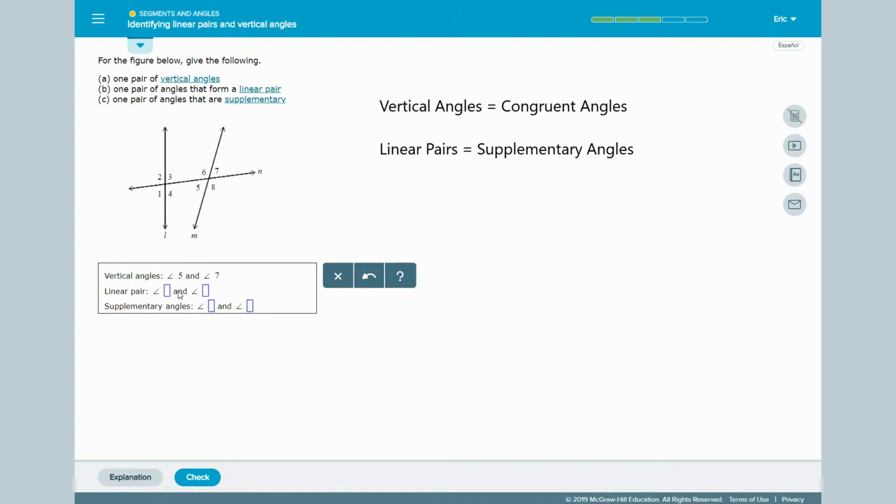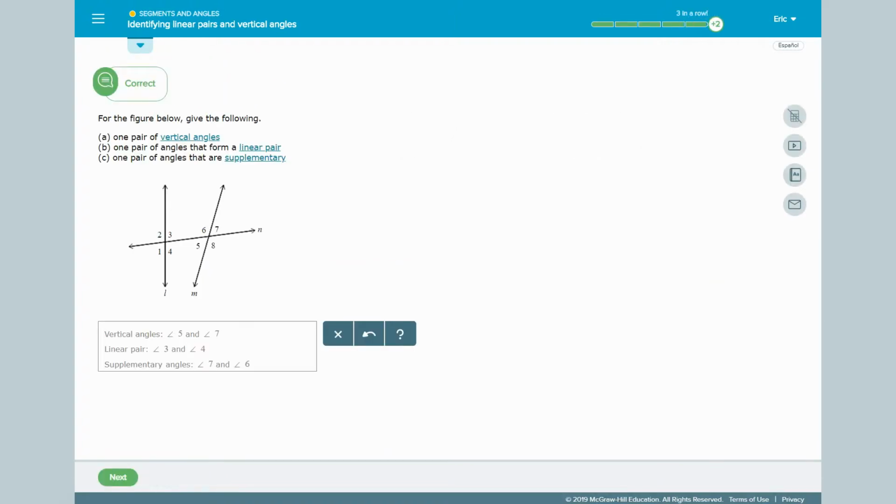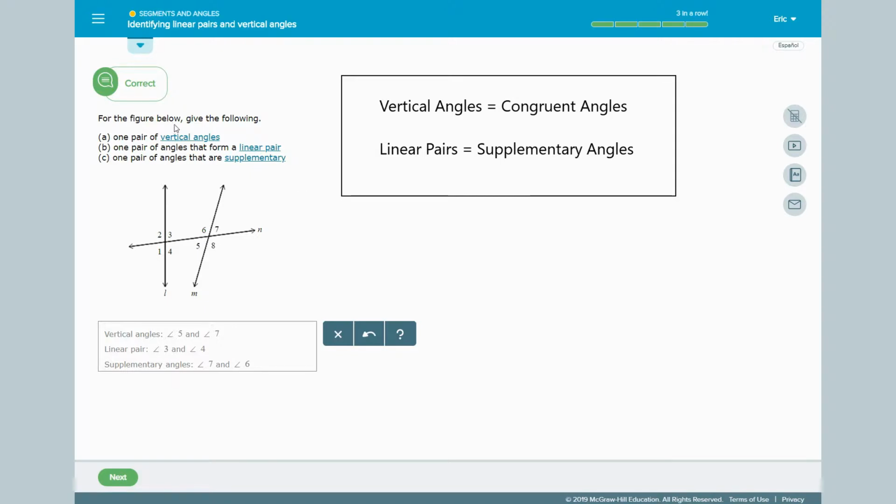Linear pair, right next to each other, either horizontally or vertically. So to be a rebel, I'm going to give 3 and 4. Supplementary angles is just linear pairs. So I can either re-give 3 and 4 like a scrub, or I'm going to give 6 and 7 because I want to be fancy. And so long as you just remember this and you read up on the definitions for vertical and linear pairs, problems like these are very simple.